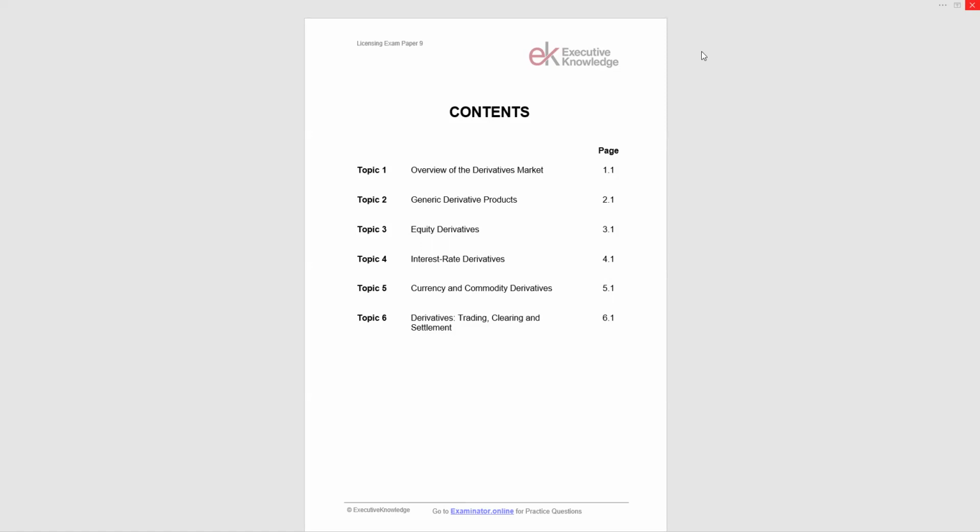It's worth saying that Paper 9 is one of the most challenging papers that HKSI set. So the material in these free lectures goes through all the detail. And as I say, once you've read a topic, I would strongly recommend you go to Examinator.online to enable you to do as many questions in the time that you have allowed.